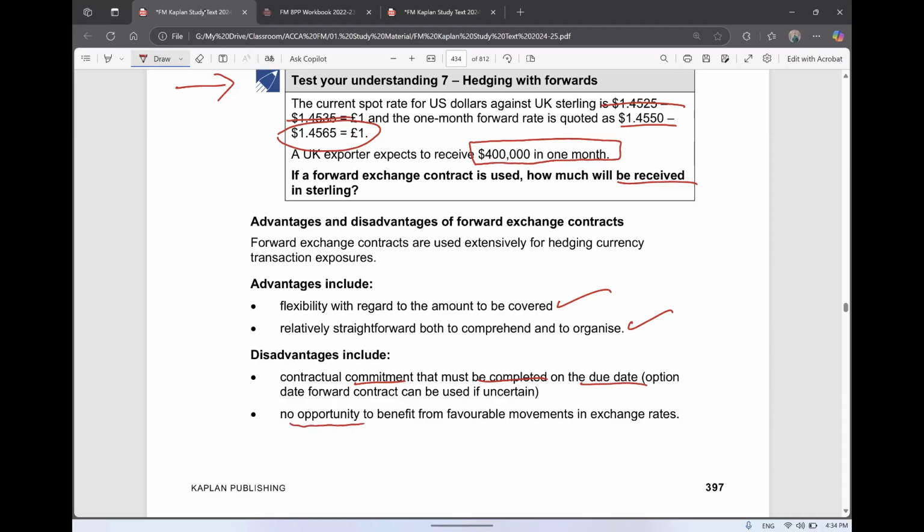No opportunity to benefit from favorable movement. No, you fix the rate. It's an agreement. So if the exchange rate moves to the favorable side, it's a loss for us, kind of.